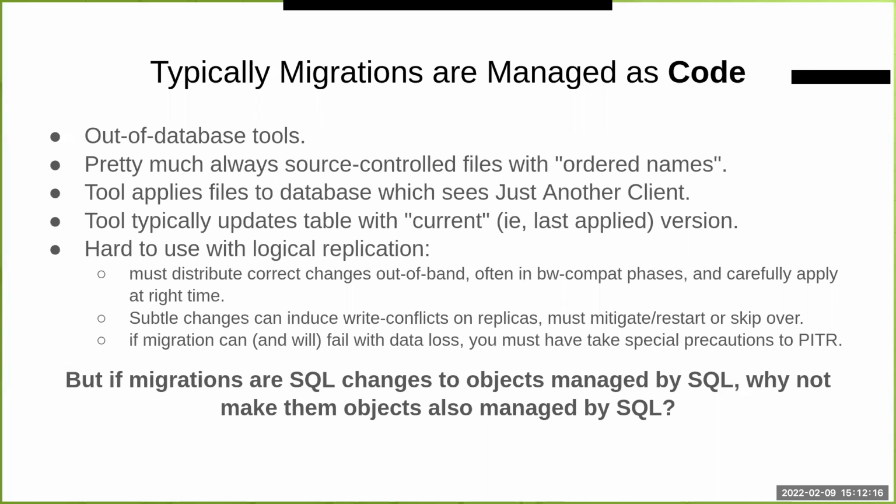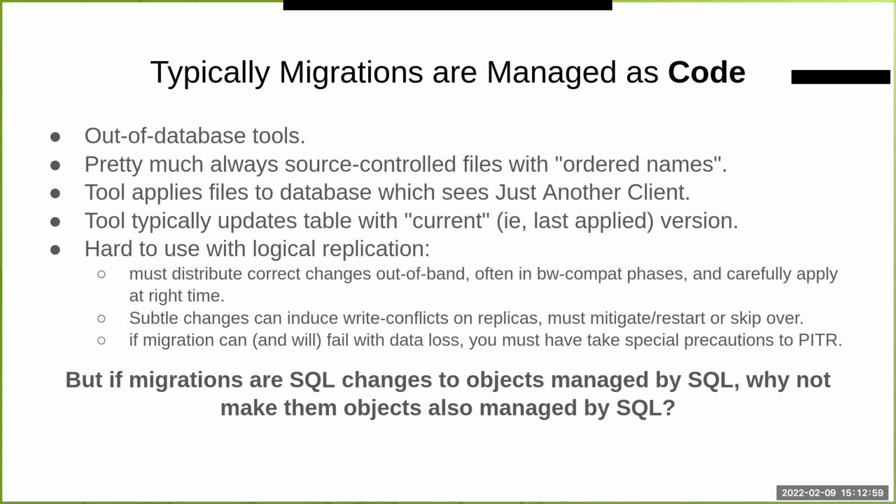You have to distribute these out-of-band changes, often in backwards compatible phases, and then carefully apply them at the right time. Because with logical replication, there may be changes that are applied on the publisher and then tuples that are in flight that have not yet been applied to the subscriber. And if you don't time the schema changes correctly or make them backwards compatible, you will have write conflicts that cause replication to stop. And then you have to mitigate that by fixing up the broken replica and restarting replication so as to not lose data, or skip over the conflicting transactions, which causes you to lose data.